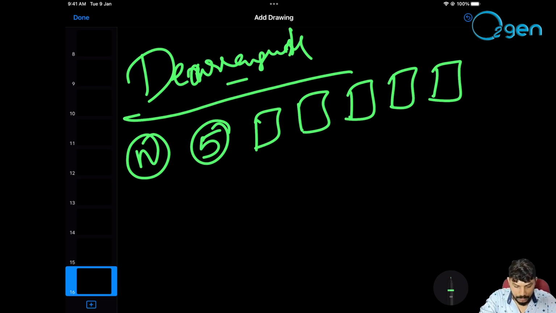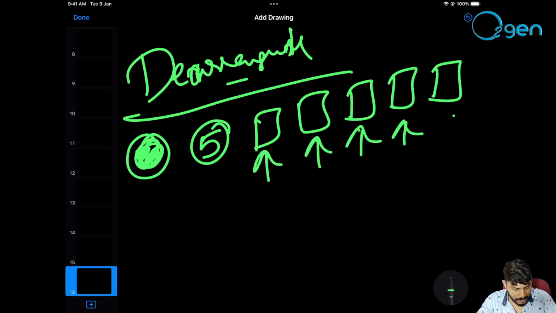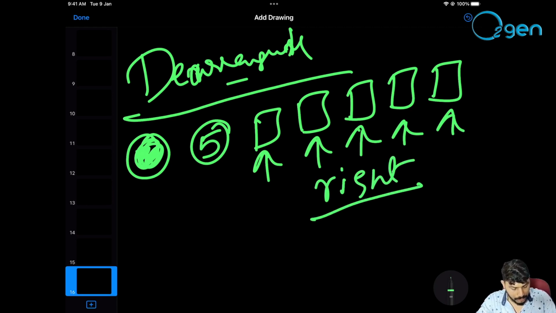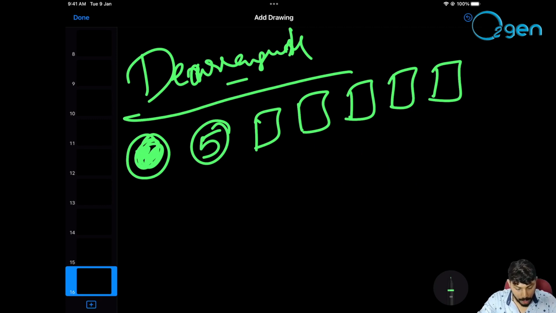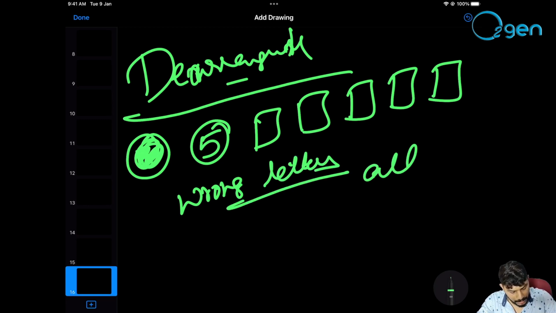We can fill these 5 envelopes with the correct letters. This can be filled with one letter, this one, this one, and all of them can be filled with the right letter. So it is the normal arrangement: filling the right letter in the right envelope. Now we want to fill the 5 different letters in the wrong envelopes, so that all the envelopes get the wrong letters.